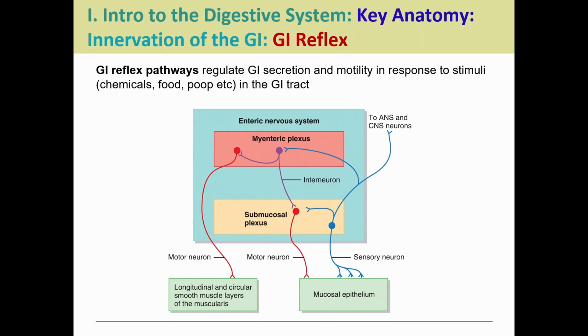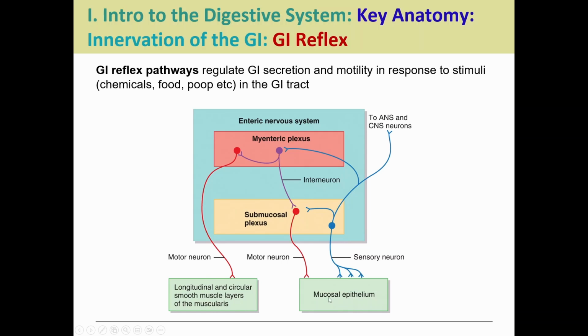Now, there are some reflexes that go with the digestive system, right? And that's going in response to some sort of stimulus. So if we are looking at how things are wired, here we have the myenteric plexus, right? We have a motor neuron that will directly innervate the longitudinal and circular smooth muscle layers.